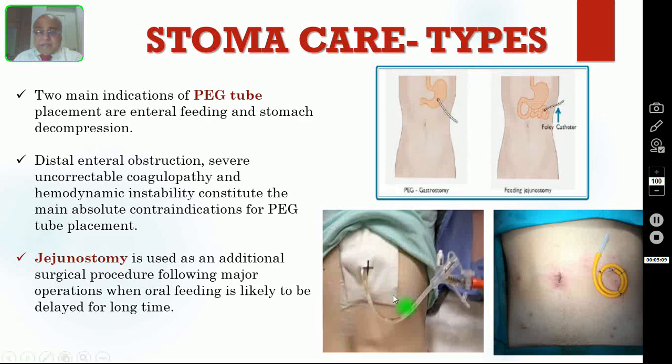This is the diagrammatic picture. Here you are seeing an actual post-op patient. This is a gastrostomy patient, PEG gastrostomy. Whereas the jejunostomy is used as an additional surgical procedure following major operations when oral feeding is likely to be delayed for a very long period of time. For example, when you are doing a radical total gastrectomy for carcinoma of the stomach, where feeding will be delayed, you can do a feeding jejunostomy also.